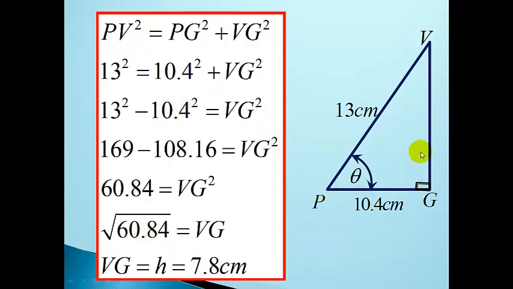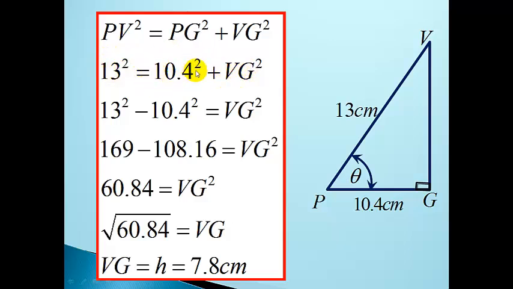Now, how do we find the height of the pyramid? We consider triangle VPG. VP is the slant edge, 13 is given in the question. The distance from P to G has also been given. And we are calculating the height. This is a right angle triangle with a 90 degrees angle at G. That means we can use the Pythagoras theorem, which says that 13 squared equals 10.4 squared plus VG squared.